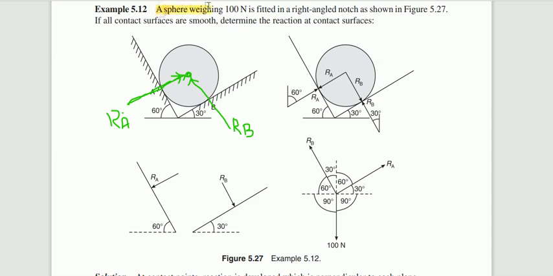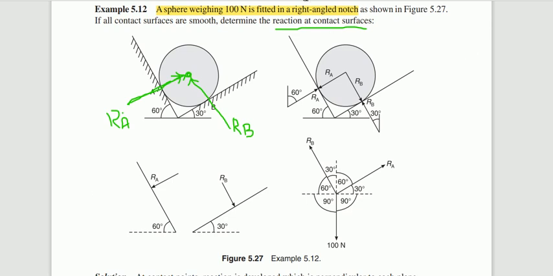The sphere is given, the weight of the sphere is 100 Newton, and it is fitted in a right angled notch, that is, a 90 degree notch. If the contact surfaces are smooth, determine the reactions at the contact surfaces. You need to determine the value of RA and the value of RB by considering the equilibrium condition as well as Lami's theorem.